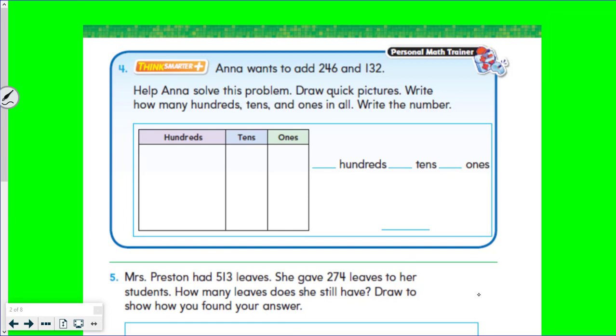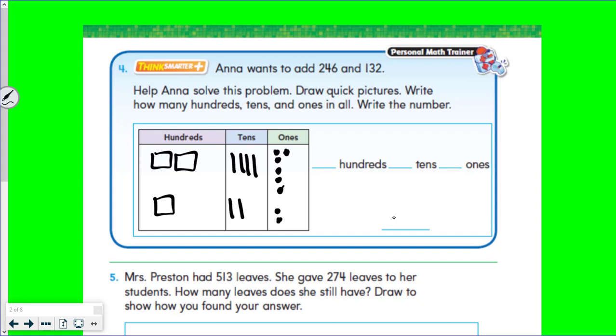Think smarter. It says Anna wants to add 246 and 132. Help Anna solve this problem. Draw quick pictures. So you'll draw your quick pictures here. Write how many hundreds, tens, and ones in all, and then write the number. So go ahead and pause your video and add those numbers up.